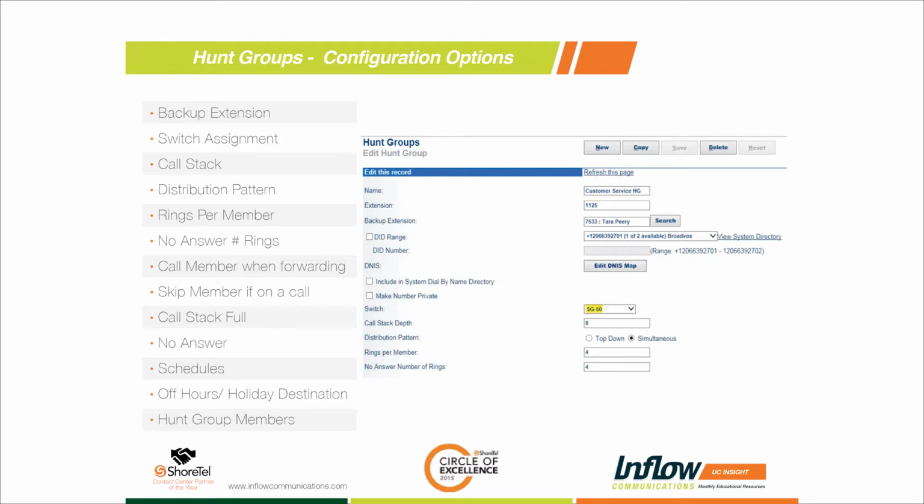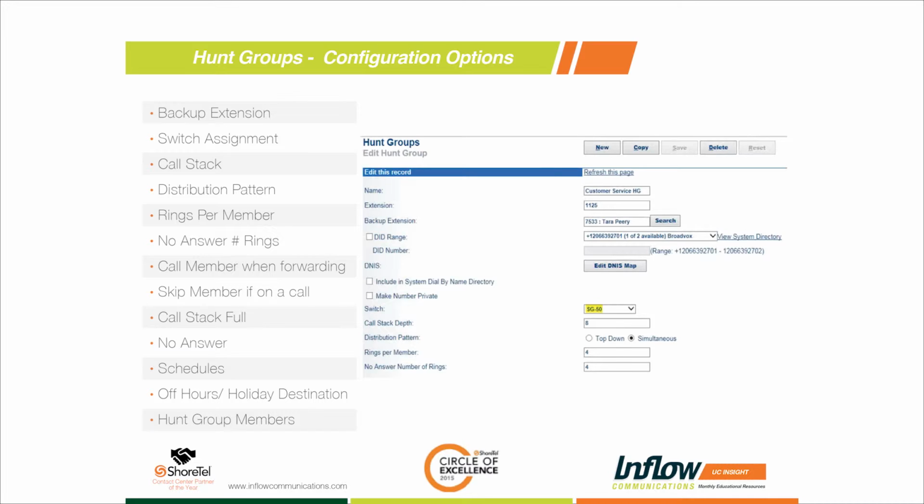The next thing we want to talk about is the call stack. Call stack is the number of concurrent calls that we're going to allow this hunt group to take. You'll see that it's 8. And 8 in a lot of cases is a lot. Still, we're going to allow 8 calls to simultaneously be in this hunt group waiting to get answered.